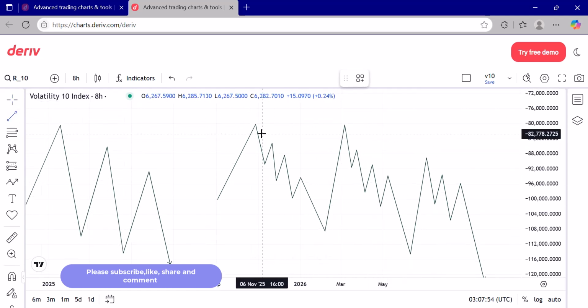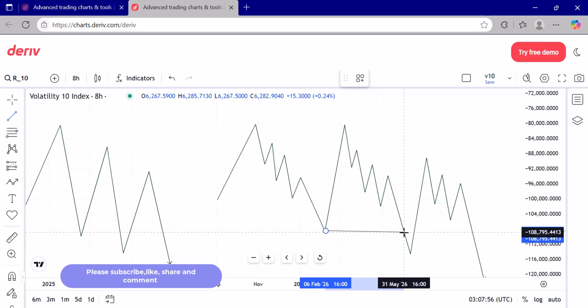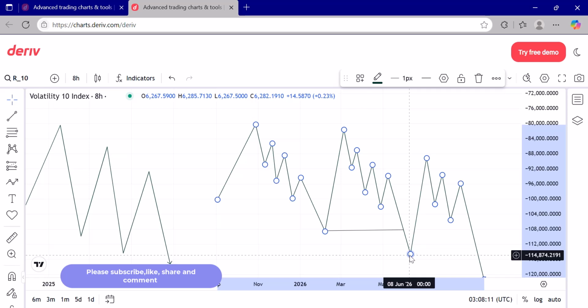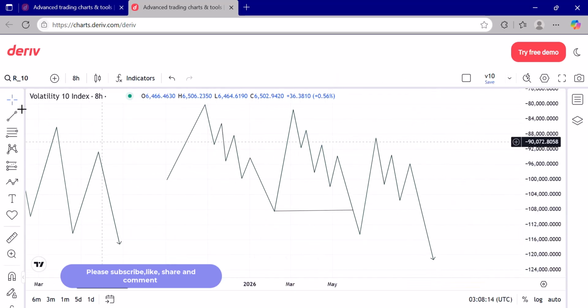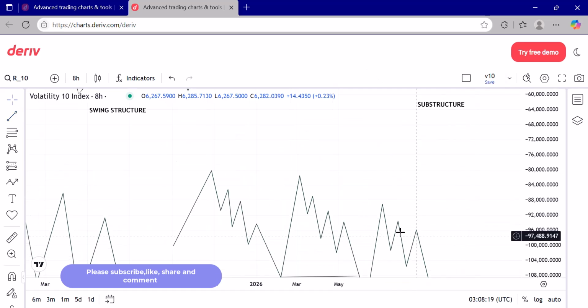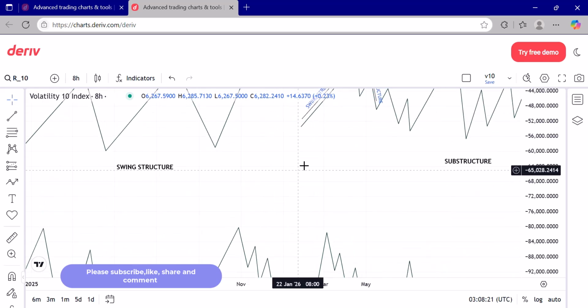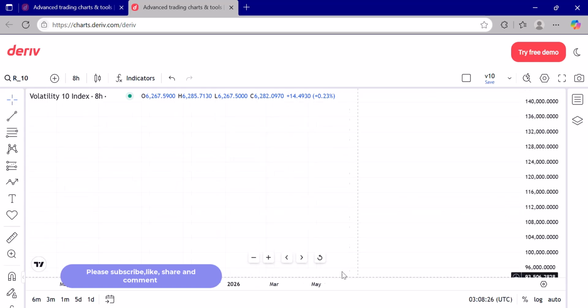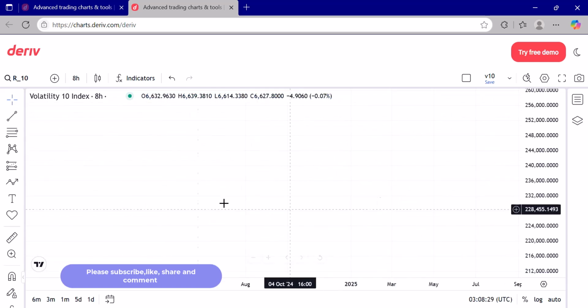So there was a break of structure to the downside. There was a break of structure to the downside here. There's a break of structure to the downside. So this was a lower high, lower low, lower high, break of structure, lower low, lower high, those break of structure. Then we have another lower low. So this is how it looks like. So now let's move on to the main chart, to the real chart.